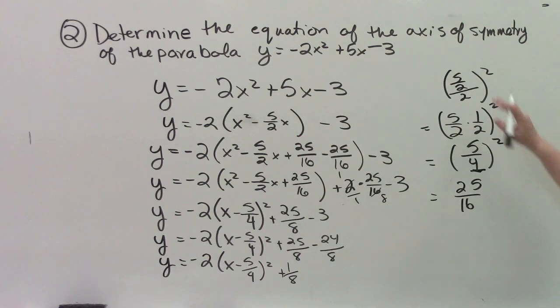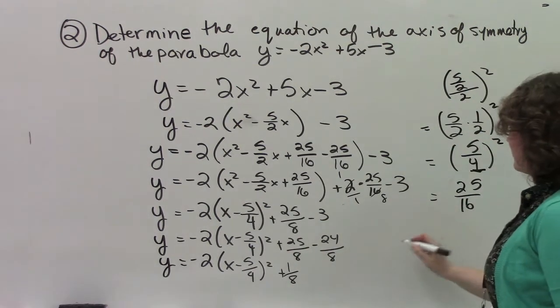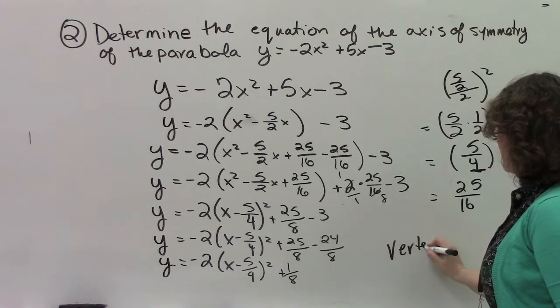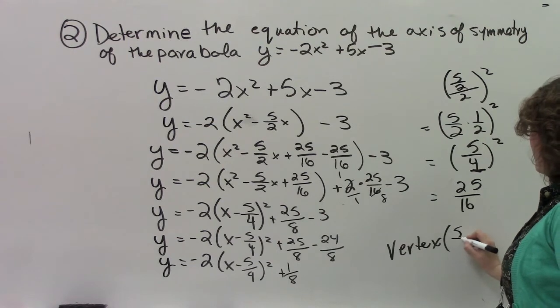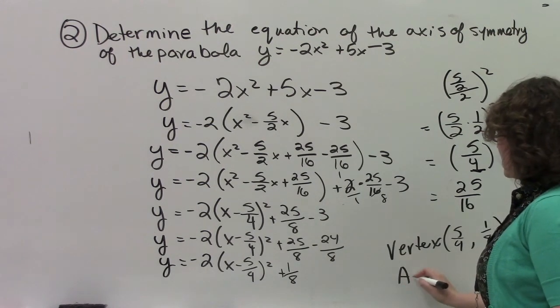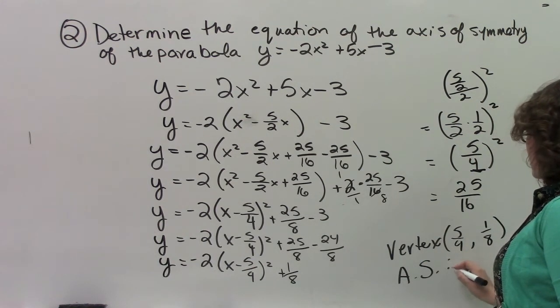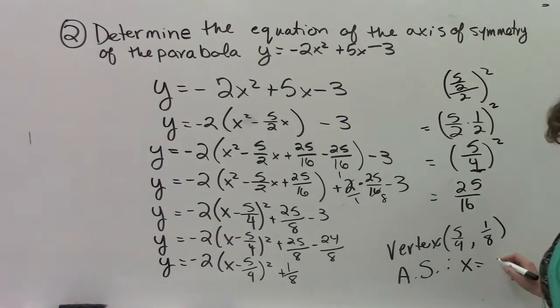So it says, what is the axis of symmetry? So we just take the x-coordinate of the vertex, which is 5 over 4, comma 1 over 8. So the axis of symmetry is x equals 5 over 4.